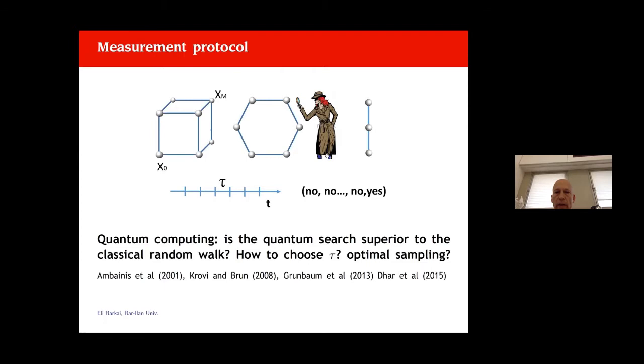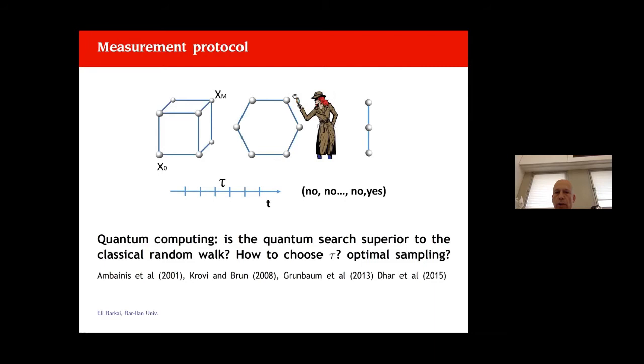So here we have the experimentalist performing measurements. And in this talk, there will be local measurements. And the question will be, the experimentalist is asking, is the particle found at this location? So this is a yes, no question, which we will soon describe by a projection operator.